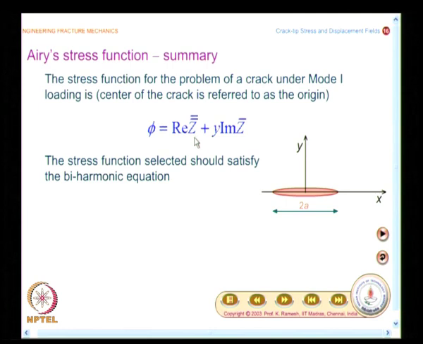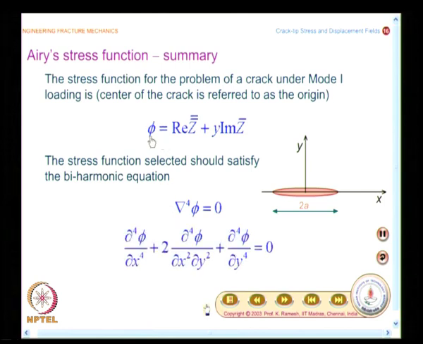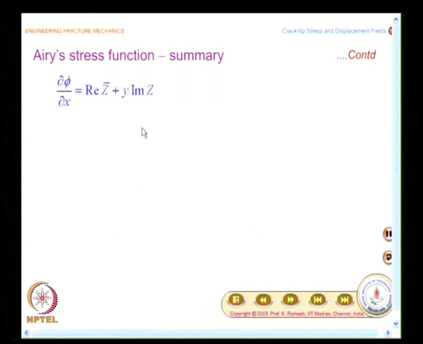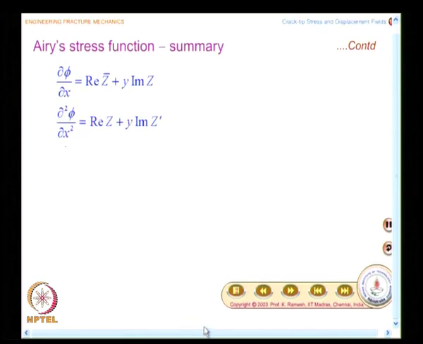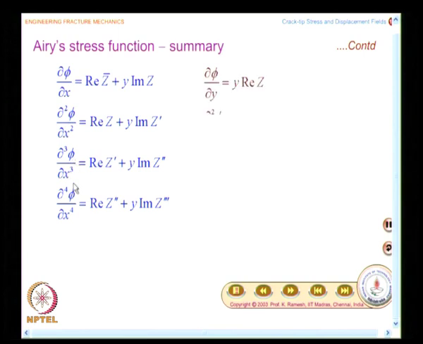We are yet to see for the case of a mode 1 problem what is its form. But what we had done in the last class was, we had elaborately seen that whatever the function phi that we have taken, it indeed satisfies the biharmonic equation del power 4 phi equal to 0, and in the process we have developed all the differentials, dou phi by dou x, dou squared phi by dou x squared, dou cube phi by dou x cube, dou power 4 phi by dou x power 4.